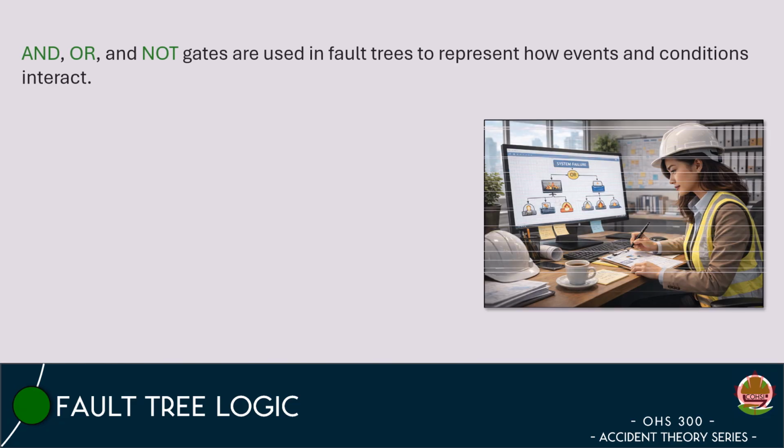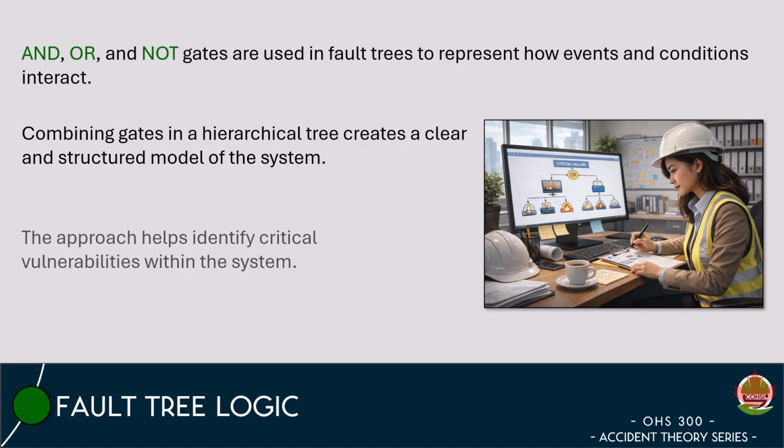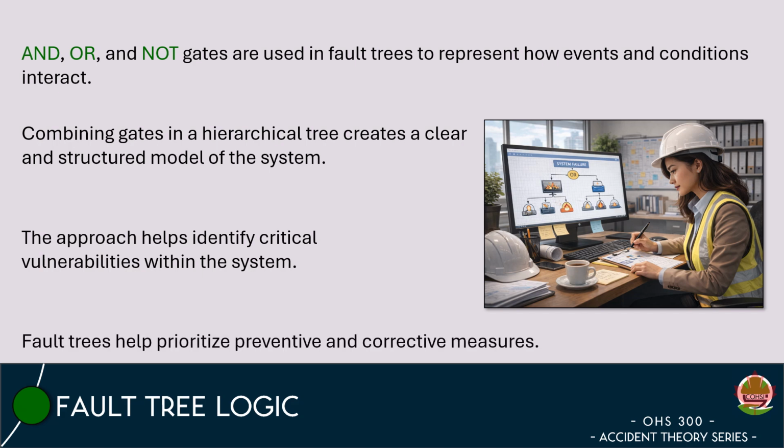The use of AND, OR, and NOT gates in fault trees enables a structured representation of how individual events and conditions interact to contribute to a failure or hazard. By combining these gates in a hierarchical tree structure, fault tree analysis, FTA, provides a detailed and logical framework for understanding complex systems. This approach helps identify critical vulnerabilities, assess the likelihood of failure scenarios, and prioritize preventive or corrective measures to improve system safety and reliability.